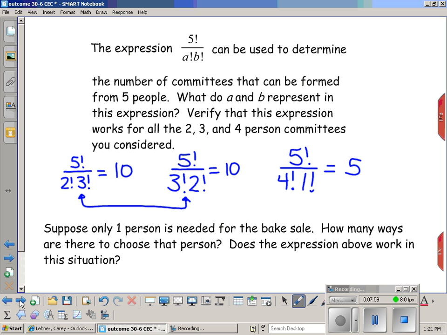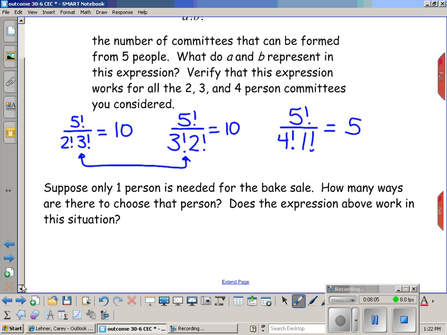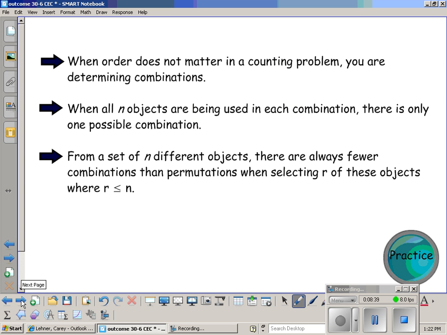Now let's suppose we're only going to pick 1 person for the bake sale. How many ways are there to pick that 1 person? Now we should know there's 5 different ways. There are 5 people. We're going to choose 1 of them. That will occur 5 ways. So let's see if the expression works. 5 people. We're choosing 1. That means 4 are not being chosen. We do that calculation and we get 5. It does work. So this expression here must be leading towards something. And what do you think it might be leading towards? Maybe potentially a formula. For now, let's just think about this.